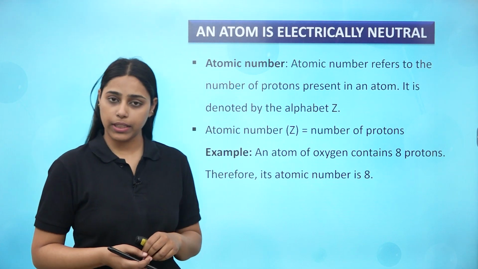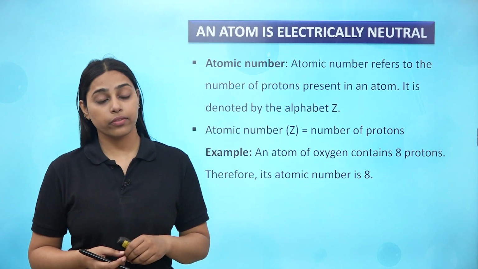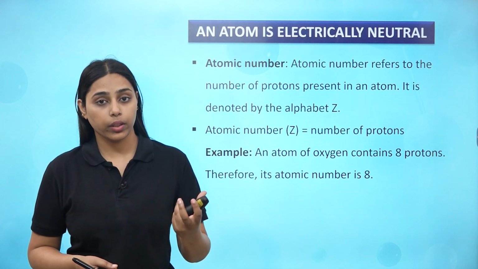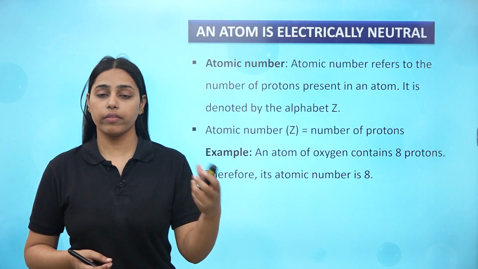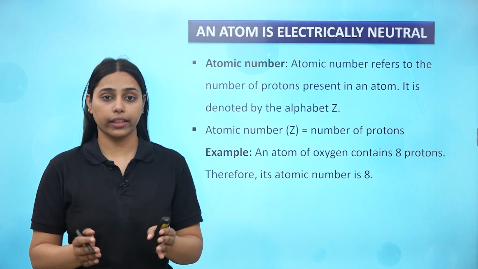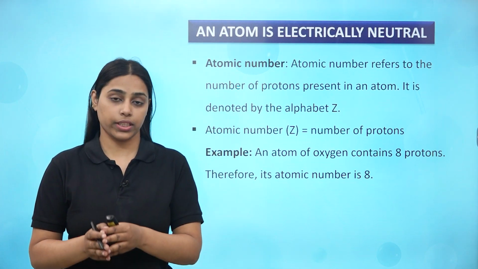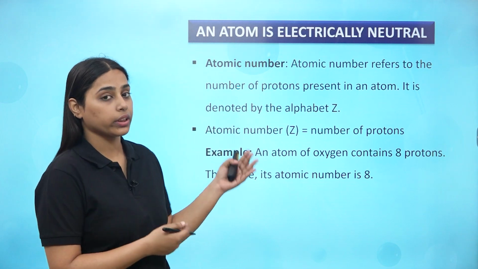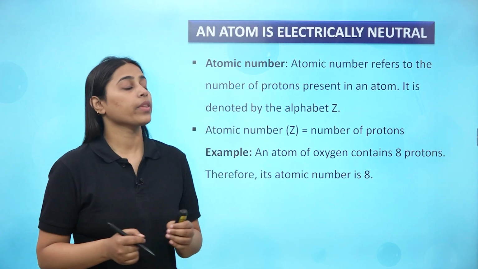So we know that atom is electrically neutral, and why do we know this? Because there are always equal numbers of electrons and protons present in an atom. Neutron doesn't carry any charge. So in totality, the total number of opposite charges are equal, so the neutrality of an atom is maintained.